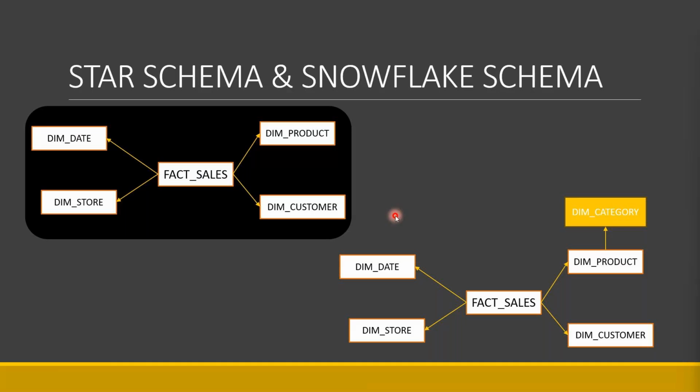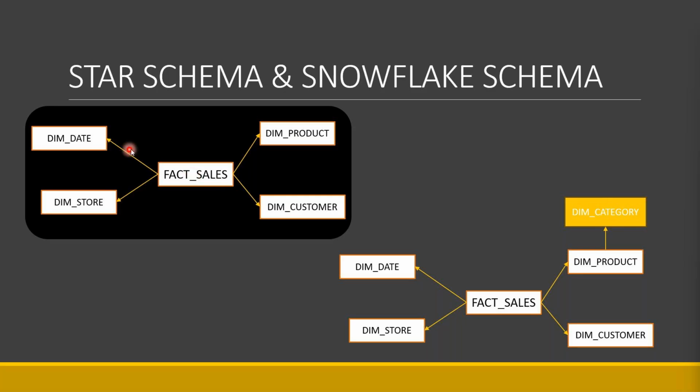So here, in terms of fact sales, it is not having a direct connection with dimension category. That is a major difference. But here, all the dimensions are having a direct connection with the fact table.